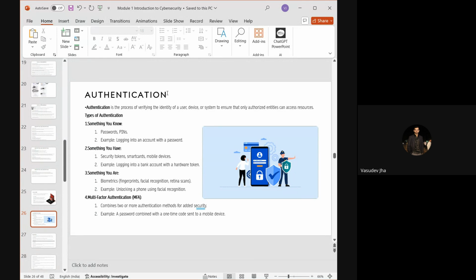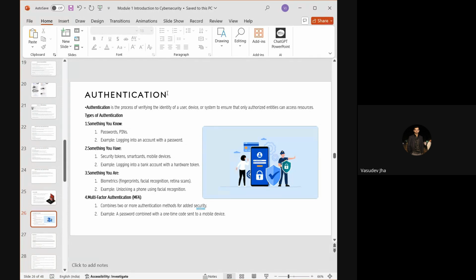Then we have two-factor authentication, where we have something you know and something you have. The concept is the same: we are using passwords or PINs, and something you have, like security tokens, smart cards or mobile devices. Any other device or object that you have will authenticate you. Now the security is increased, but the problem is that someone can also get access to that specific thing. So we have created three-factor authentication, in which there is something you are.